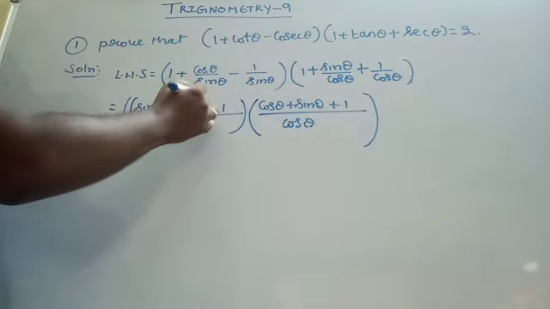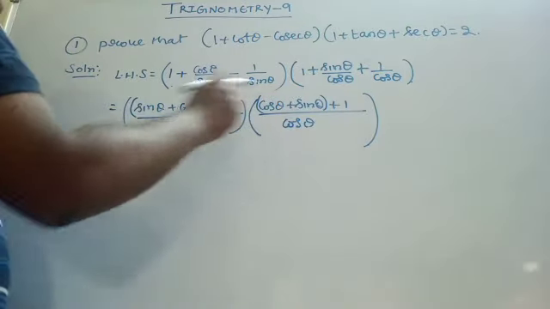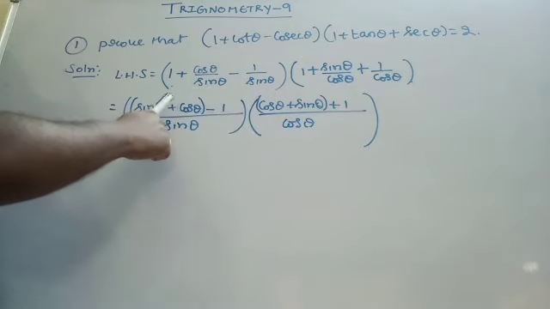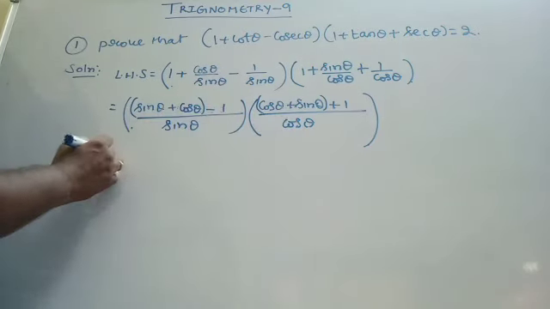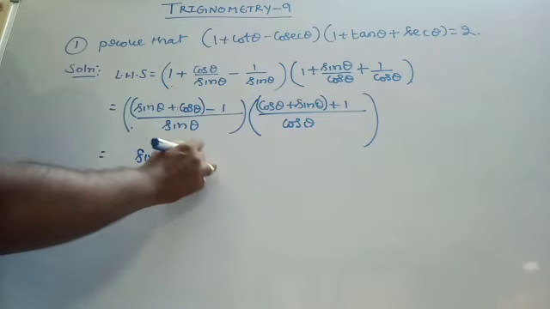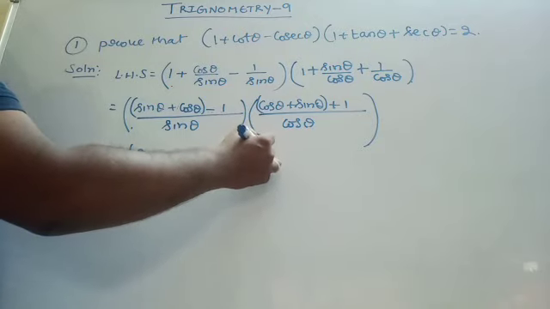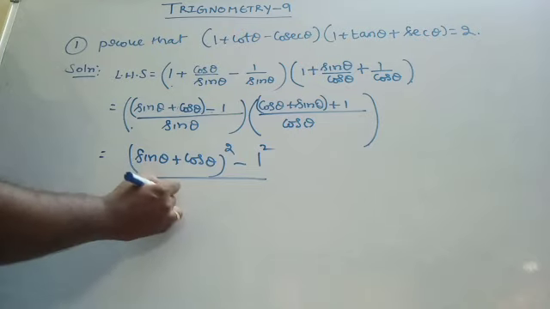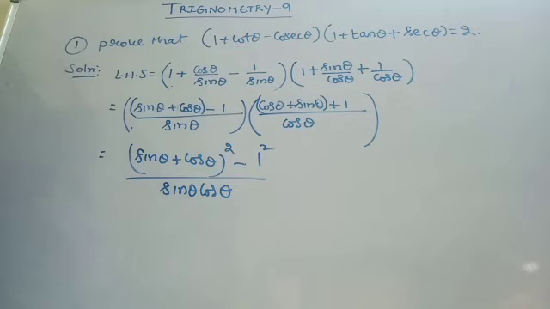Observe in the numerator: this is sin θ + cos θ, and this is also sin θ + cos θ. Something like (a − b)(a + b), with a = sin θ + cos θ and b = 1. So we can write it as (sin θ + cos θ)² − 1², and in the denominator we have sin θ cos θ.